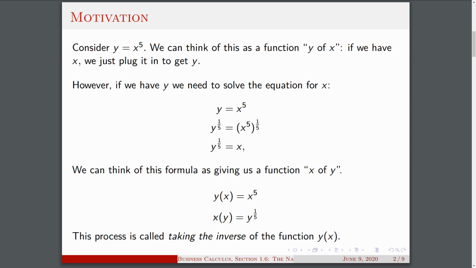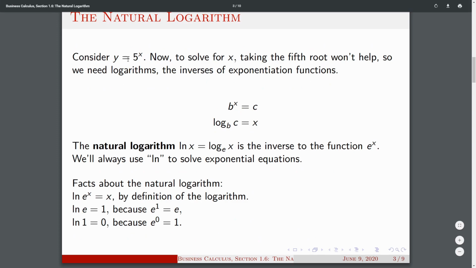All right, so this process of reversing the roles of which variable is the independent variable and which variable is the dependent variable is called taking the inverse. You can always take an inverse whenever you have a function that, for example, satisfies the horizontal line test, which you may have heard about. That means that a horizontal line shouldn't pass through more than one point on a graph. Anyways, that's how to take the inverse of the function y equals x to the fifth. Now, let's switch it slightly.